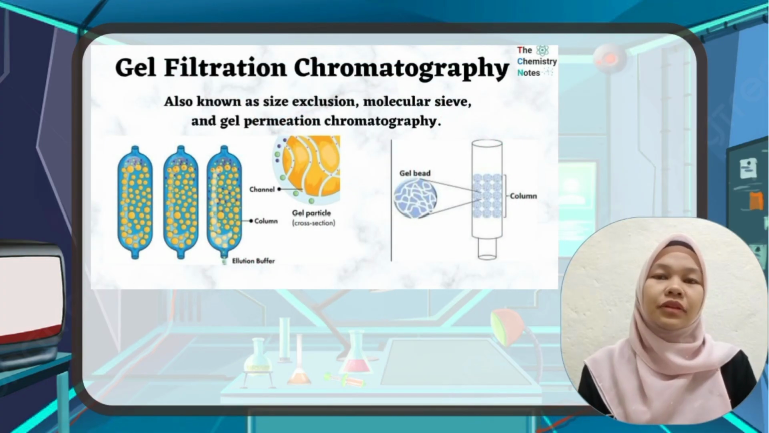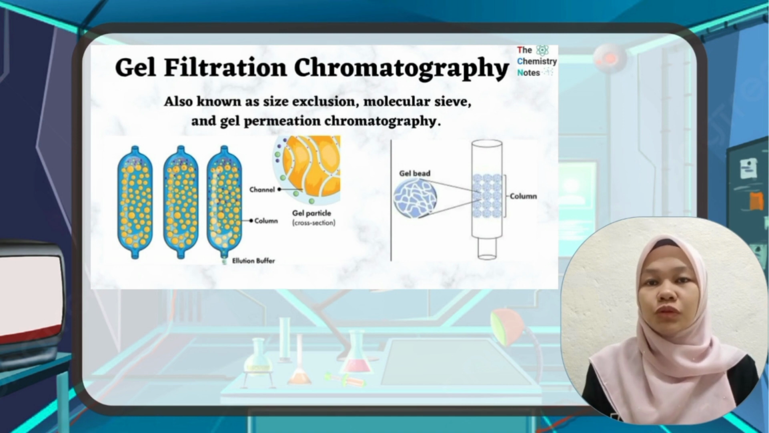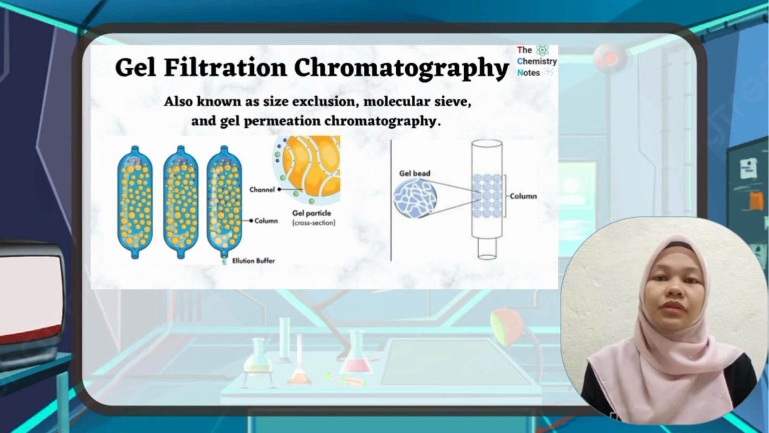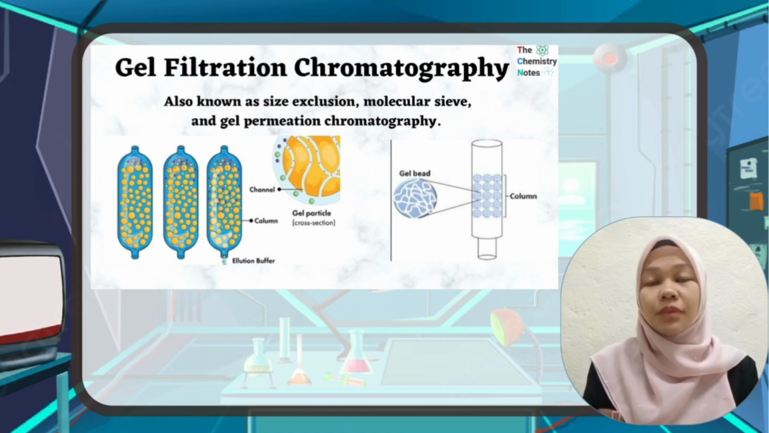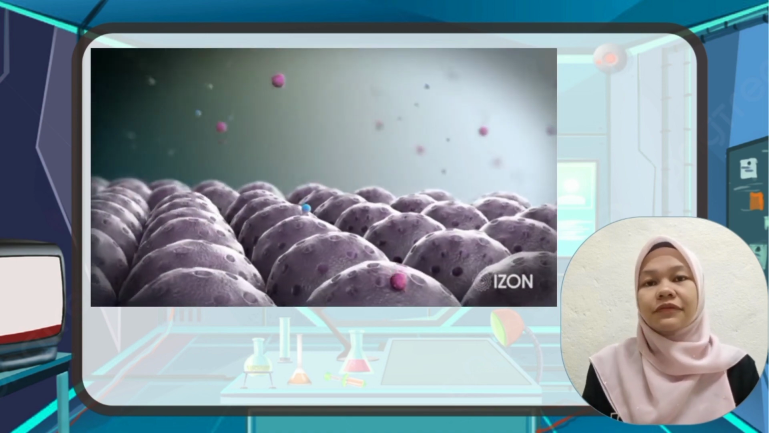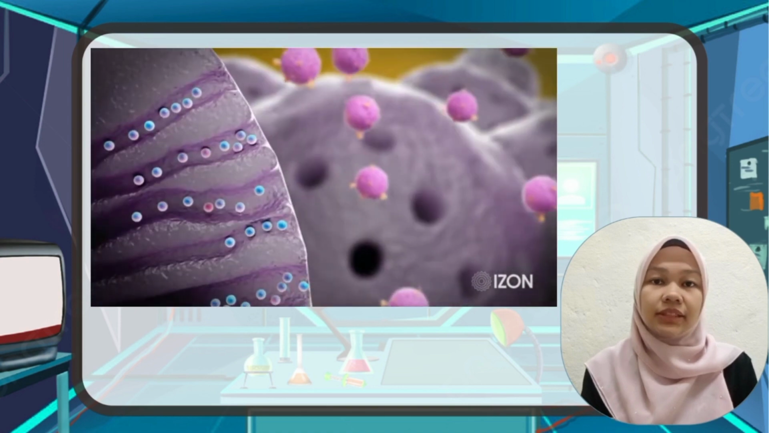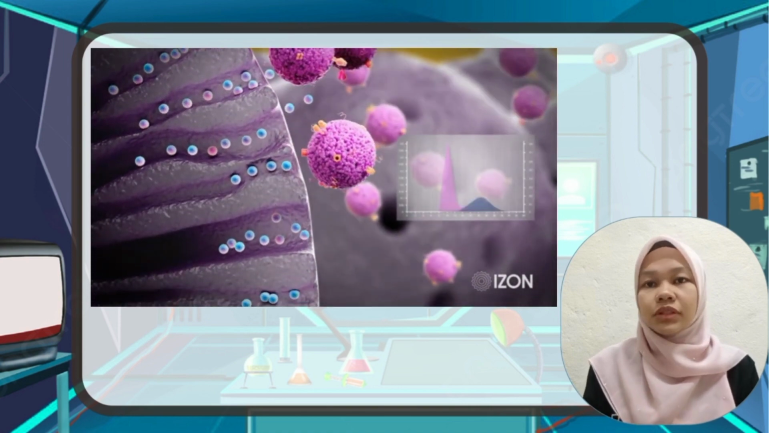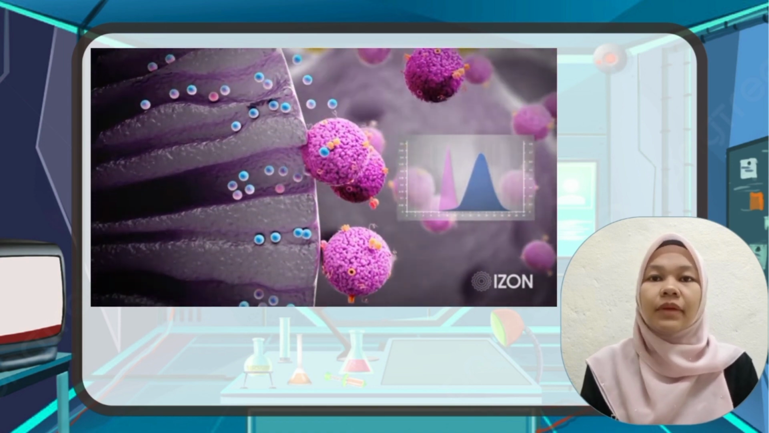Size exclusion chromatography (SEC) is also known as gel exclusion chromatography, molecular exclusion chromatography, or gel filtration chromatography. SEC is a versatile chromatographic technique that is widely used to separate molecules based on their size by filtration through a gel.